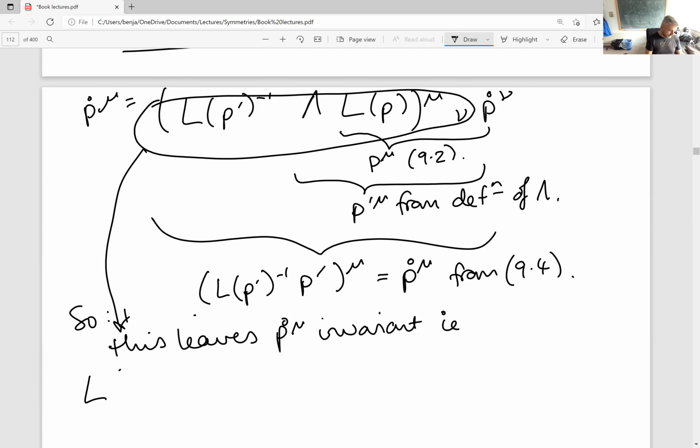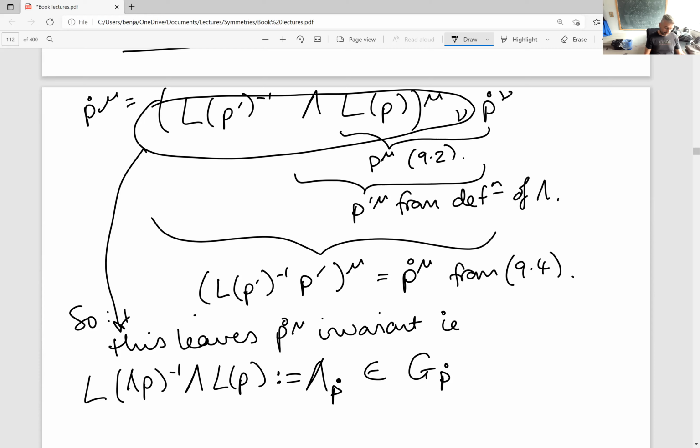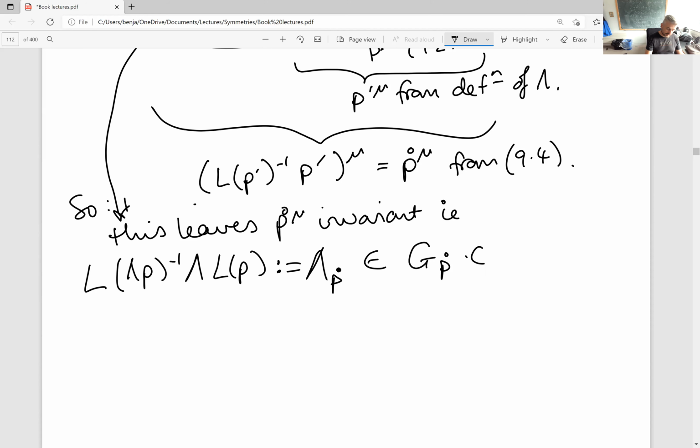In other words, this L of lambda P to the -1 lambda L of P, the whole thing, is a Lorentz transformation because it's a product of Lorentz transformations. We're going to call this lambda P dot. This is a member of the little group, and of course it's in our vector space VP. I'm going to call this 9.5.